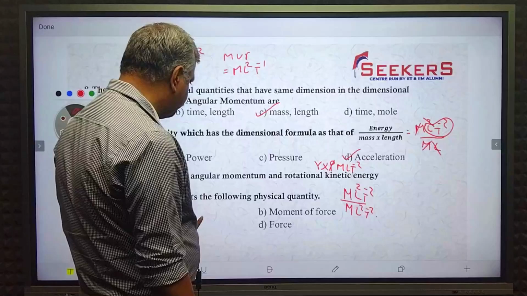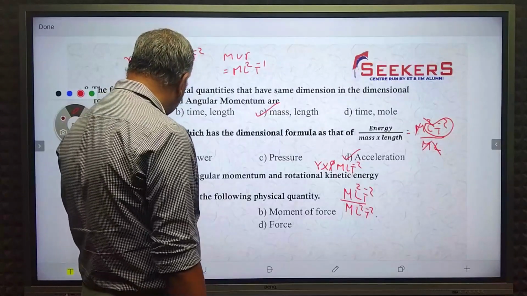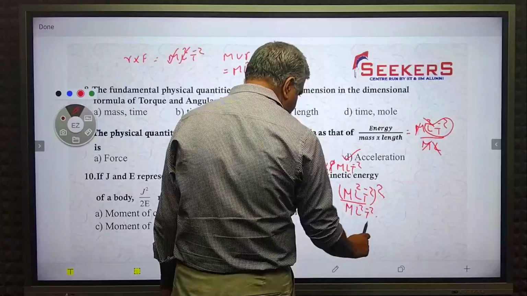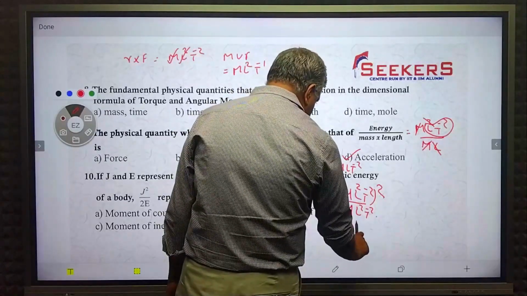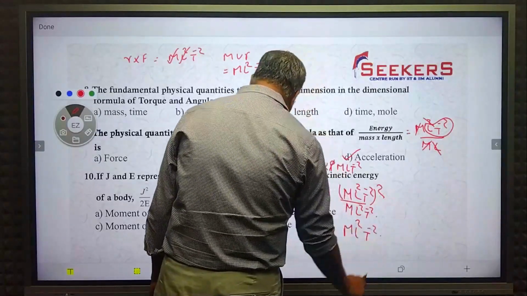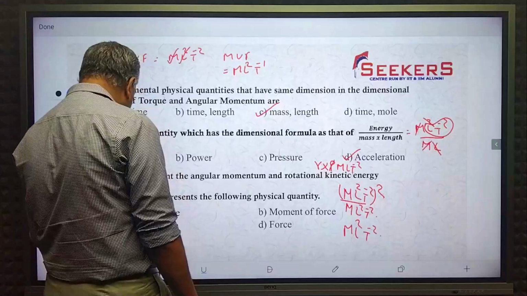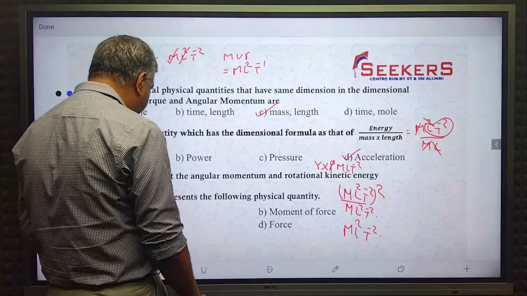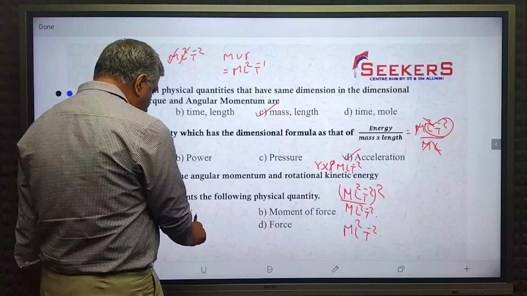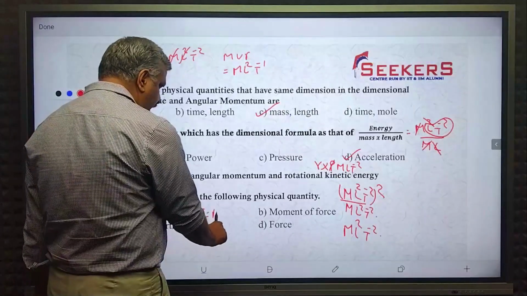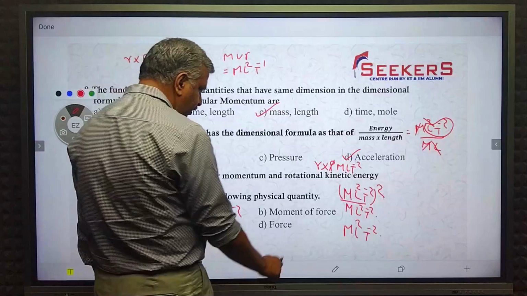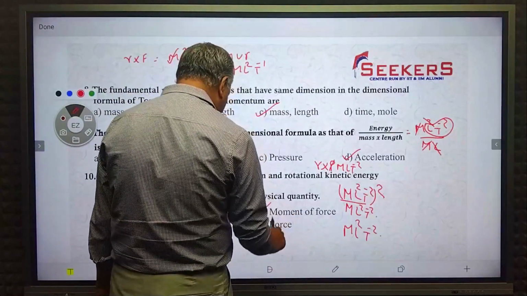Moment of a couple, moment of a force, but they are asking you for J squared. J squared means I am going to square this, and then ultimately I will get mL squared T power minus 2. So this is not the energy of moment of a couple. This is not, moment of a couple, yes, moment of a couple is same as torque. So it is R cross F, so it will be mL squared T power minus 2. It is not moment of inertia. It is also moment of a force.